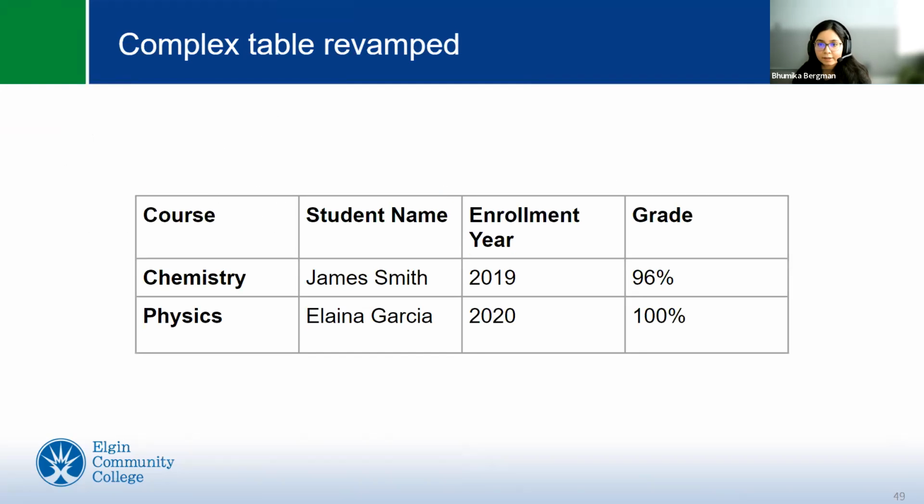Now, this is the same table revamped into a simple table. As you can see, it's much easier to scan. It has 1 column header and 1 row header, and the screen reader will read each cell and the headers associated with them.